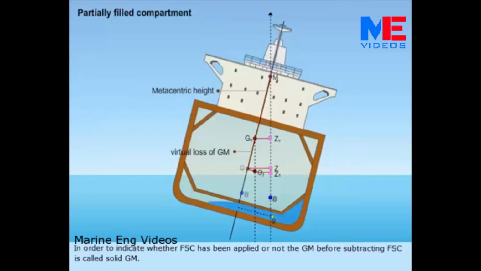In order to indicate whether FSC has been applied or not, the GM before subtracting FSC is called solid GM. The GM attained after applying FSC is called a fluid GM. In all stability calculations, you will use fluid GM.